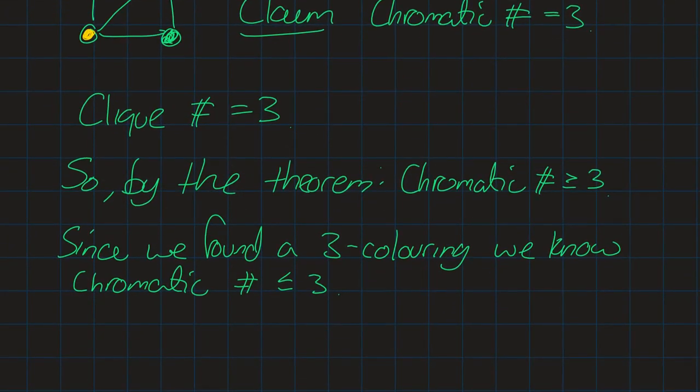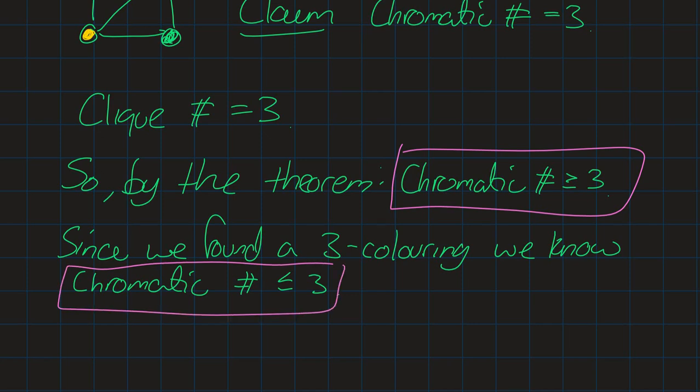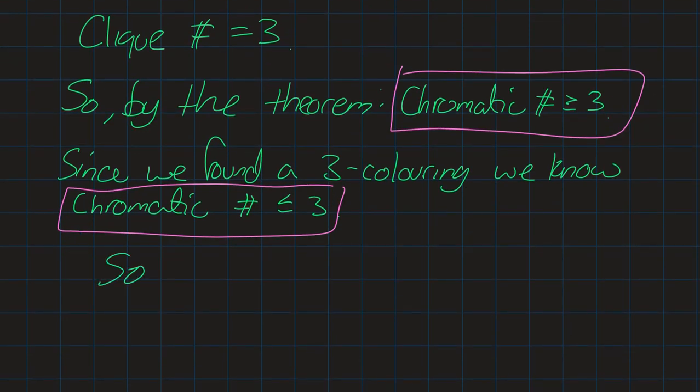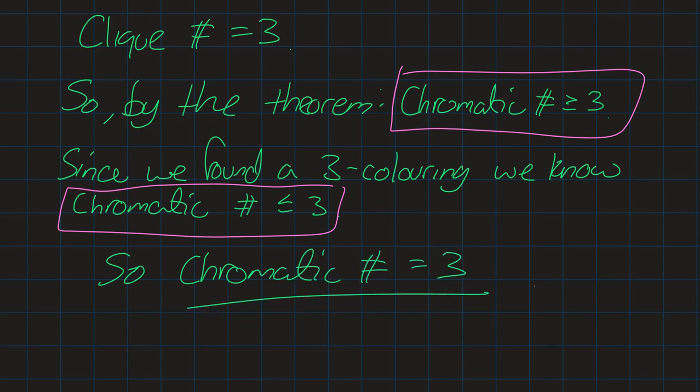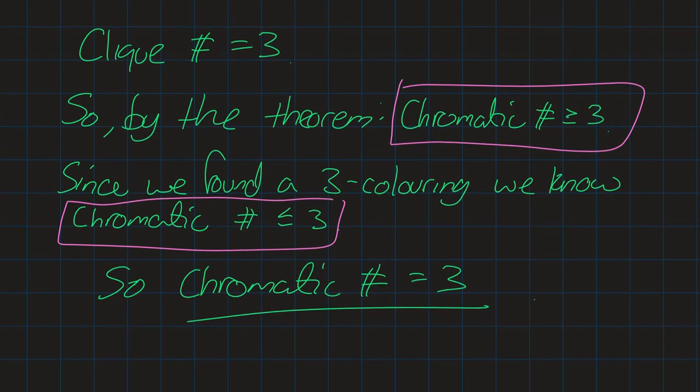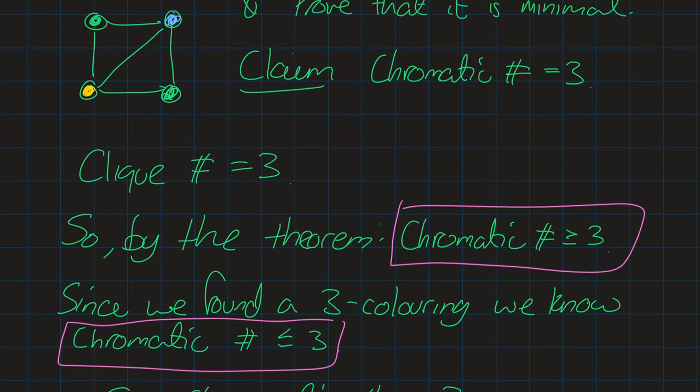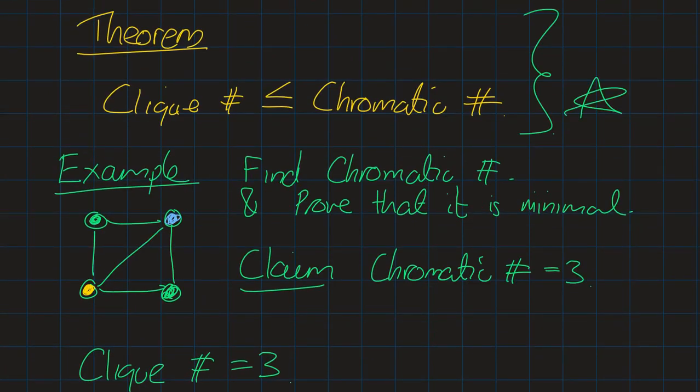Okay? Well, if you put these 2 pieces of information together, the chromatic number is greater than or equal to 3, and the chromatic number is less than or equal to 3. The only way that they're both true is if the chromatic number equals 3. Okay, and that's how you prove that the chromatic number is minimal. You use the clique inequality right here, and this helps you prove that the number that you found for the minimum number of colorings is actually minimal.